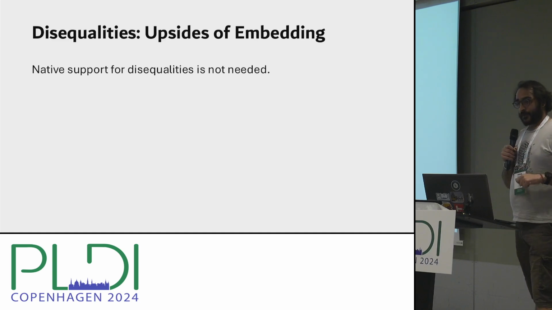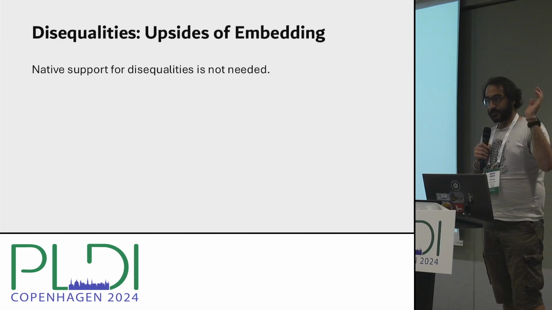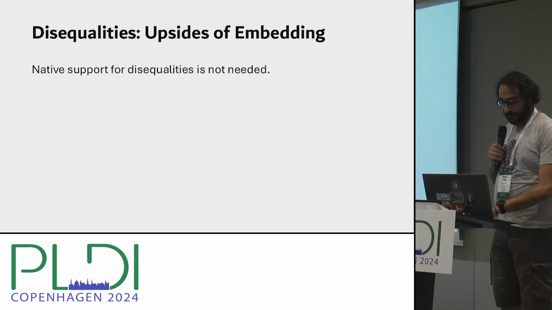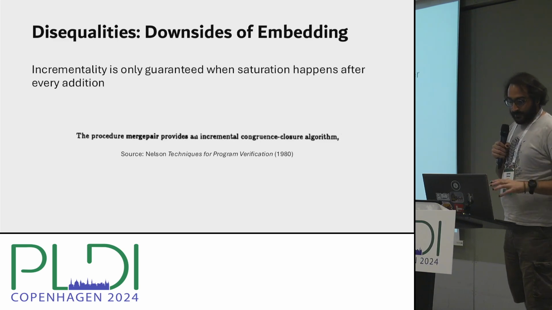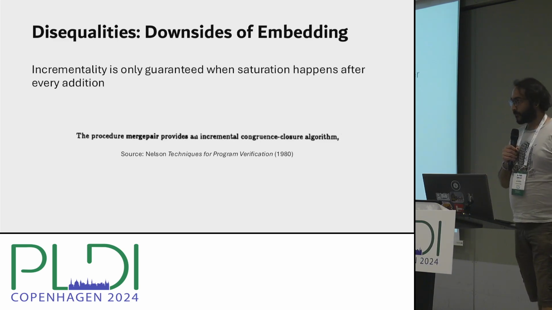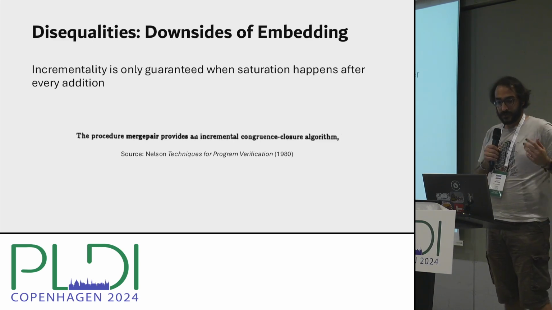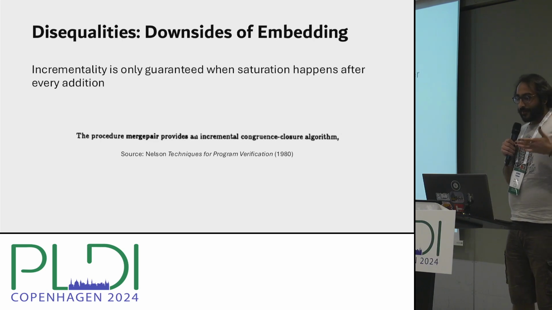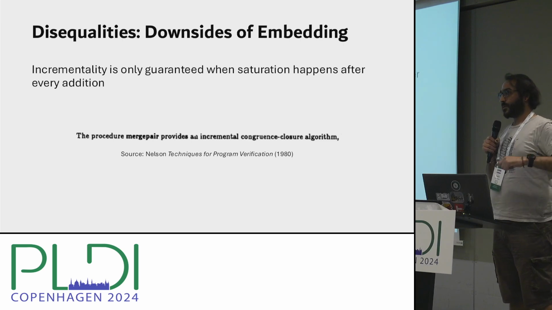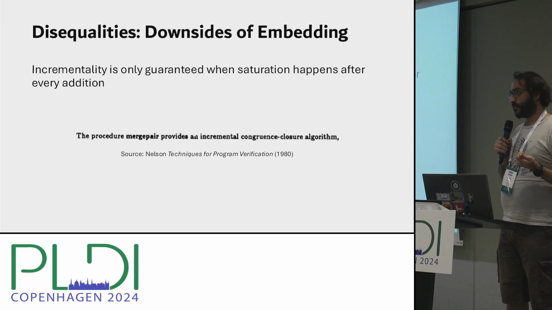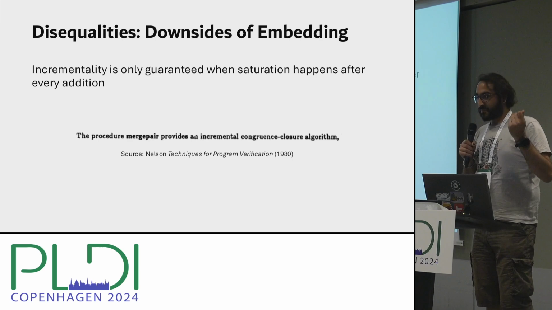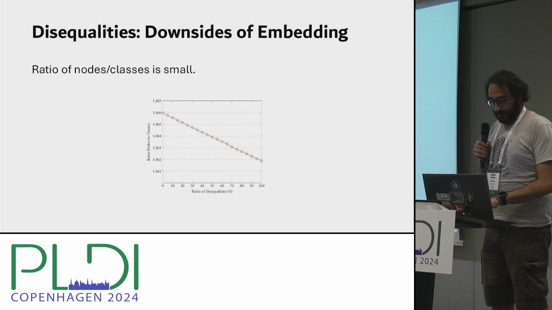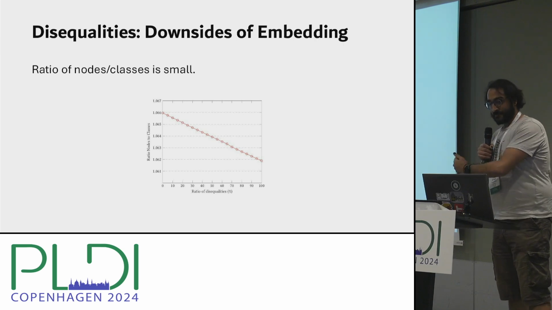The upside of this approach, which is embedding, is that we didn't have to touch E-graphs. We just used them, and it all works out. The downside, and here I'm quoting Nelson, from the PhD thesis on E-graphs, is that incrementality now isn't so obvious. Now you have to saturate before you get incrementality, which might be something you are willing to sacrifice. But let me ask you this, about this thing.